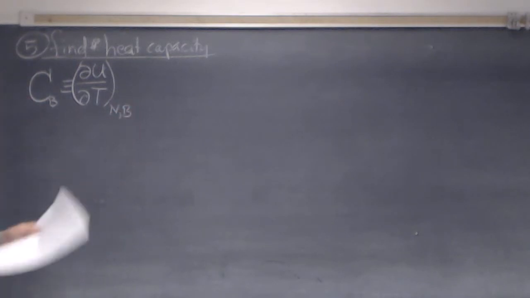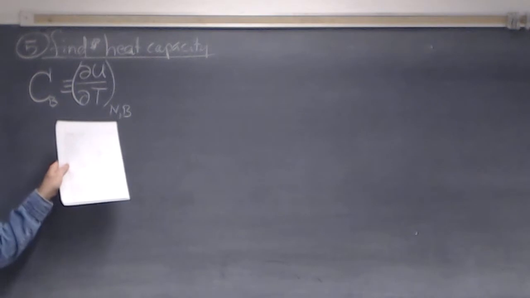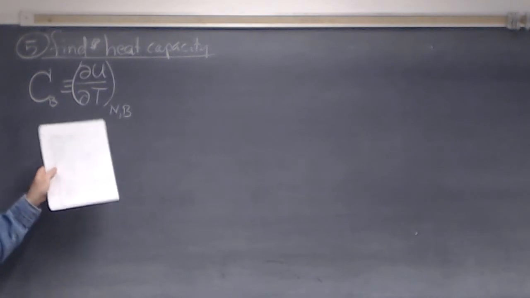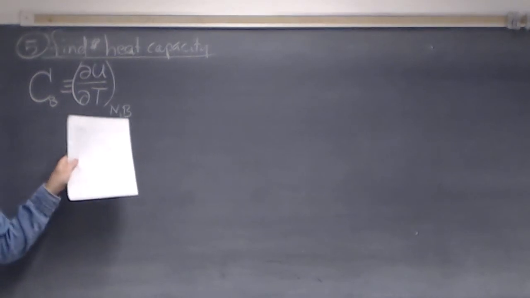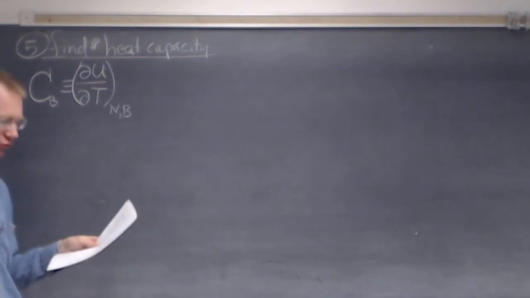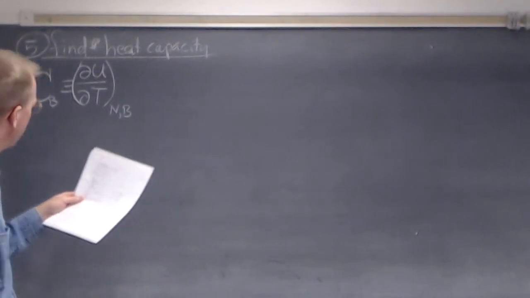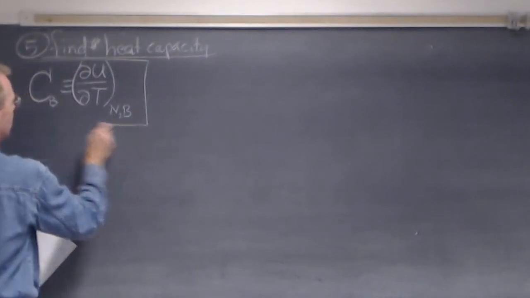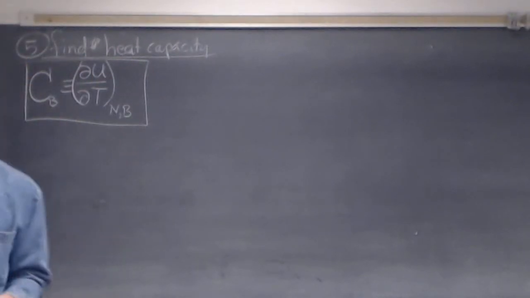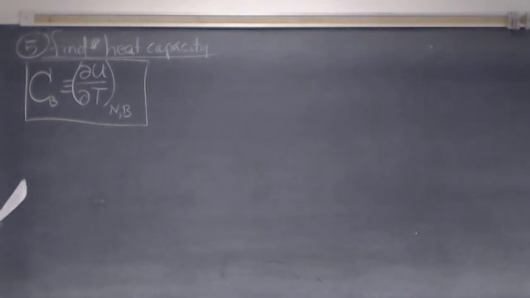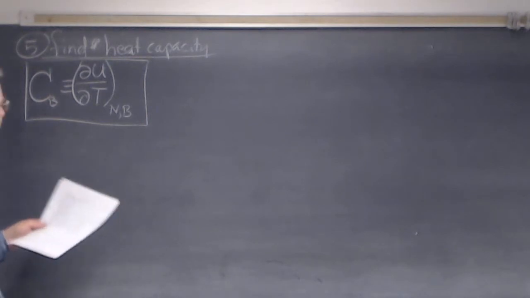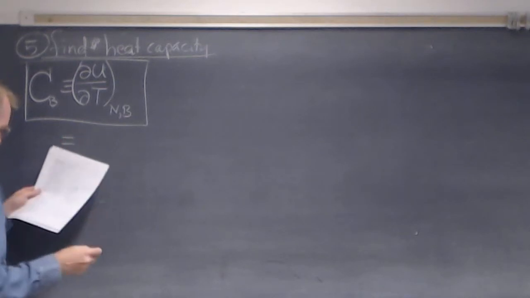So we're going to hold, out of the variables we've got, the number of dipoles constant, and the external magnetic field strength, which in principle could vary, we'll hold constant in this case. So this is heat capacity at constant magnetic field.